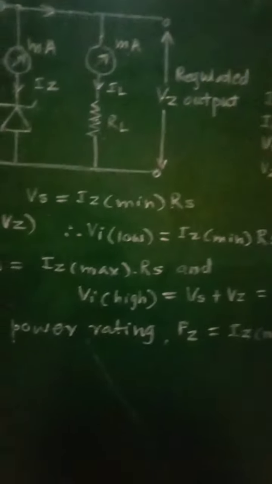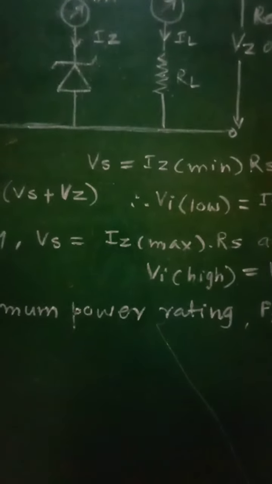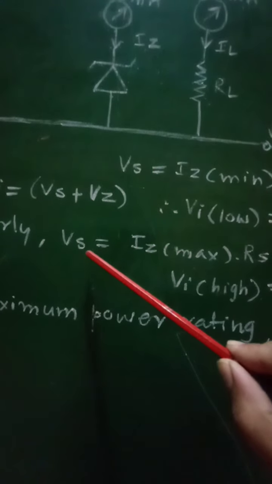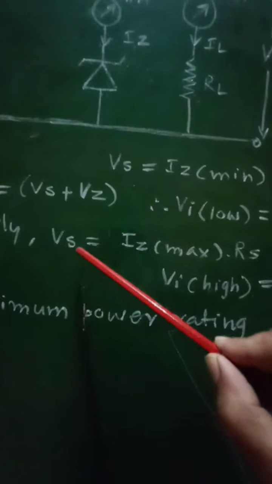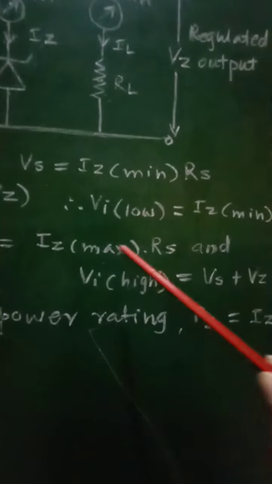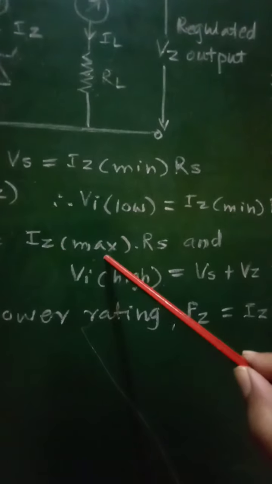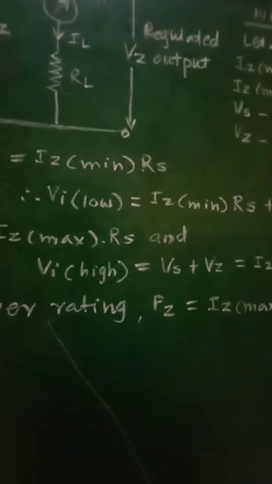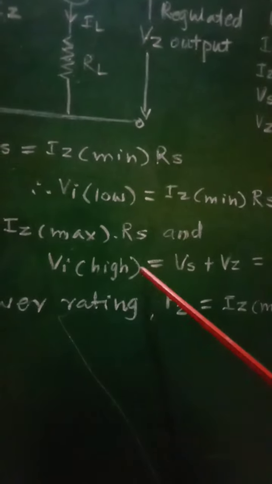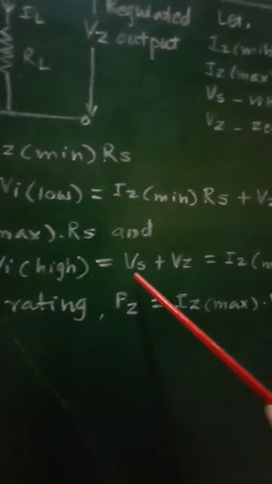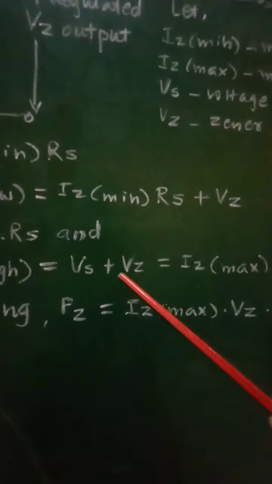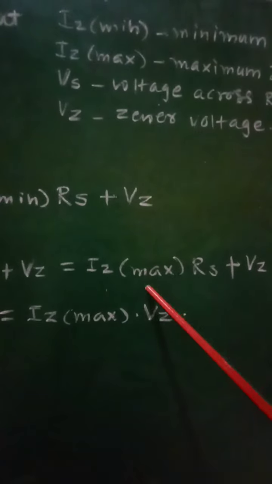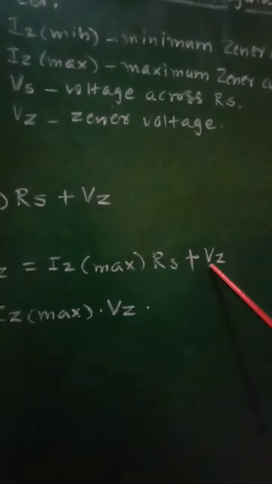Similarly, when the current is maximum, that is Iz max, at that time Vs, the voltage across the series resistance, will be equal to Iz max into Rs, and therefore the high input voltage, Vi high, will be equal to Vs plus Vz again, but the value of Vs will now be Iz max into Rs, plus Vz.